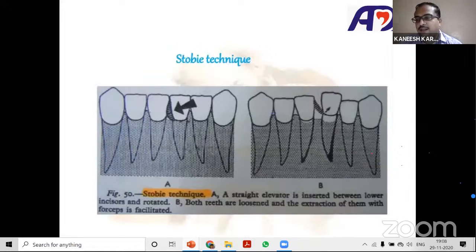What is Stobie's technique? I'm explaining the other options. Stobie's technique is an extraction technique used to remove multiple teeth. If you want to remove both these teeth, then you insert a straight elevator and you just rotate it like this. Both the teeth will get luxated and be removed. This is called Stobie's technique.